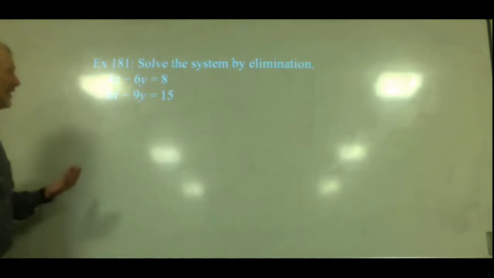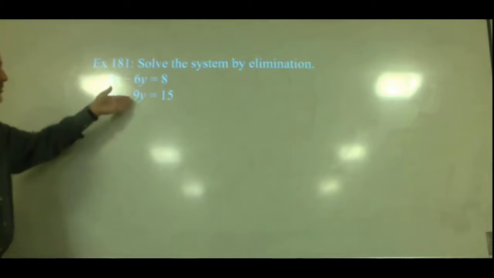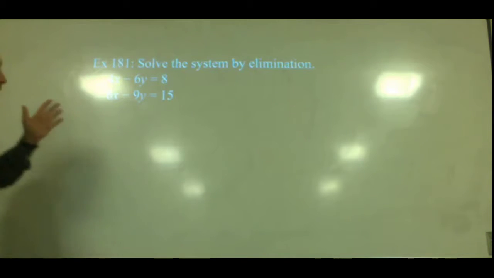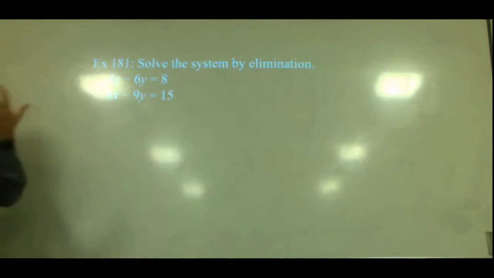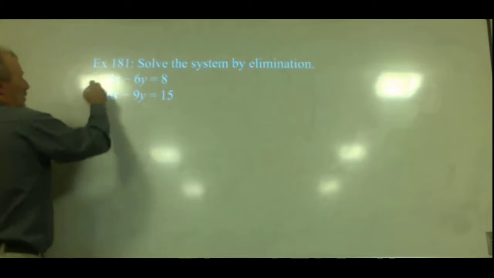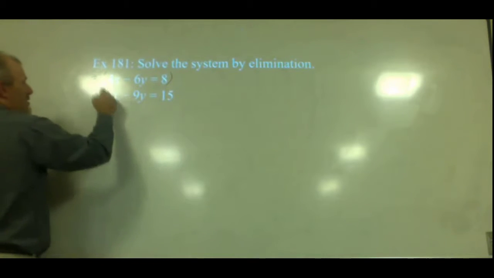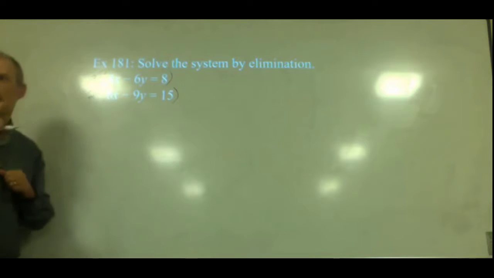So again, can I turn the 4 into a 6? No. Can I turn the 6 into a 9? No. So I'm going to have to change them both, right? And so I'd probably work with the smaller ones. Can I turn the 4 and the 6 both into some number? Both into 12, right? How could I turn this 4 into a 12? Multiply by 3. How do I turn the 6 into a 12? Multiply by 2.